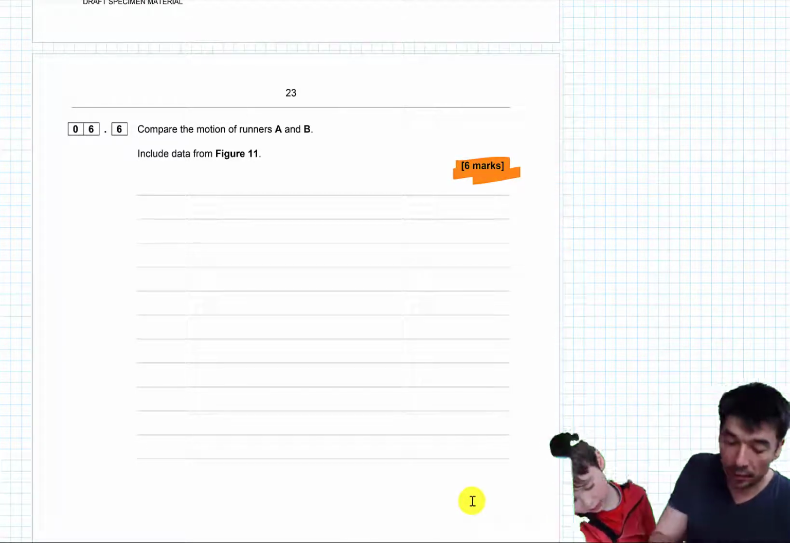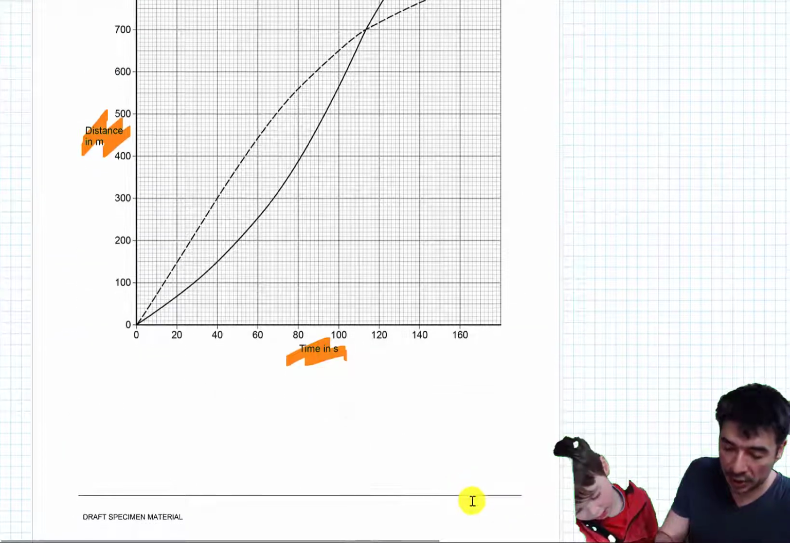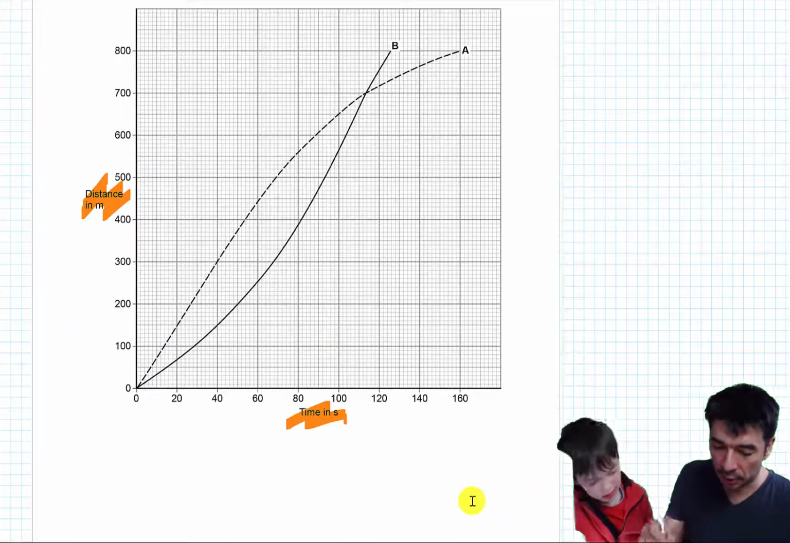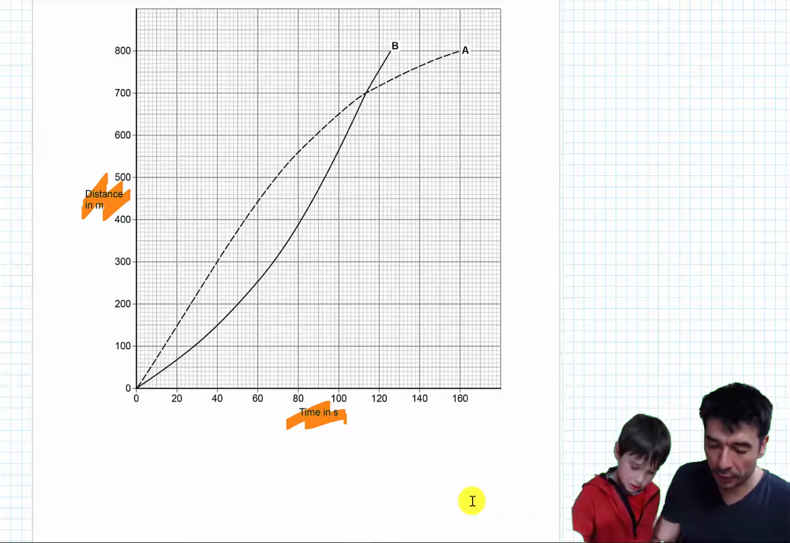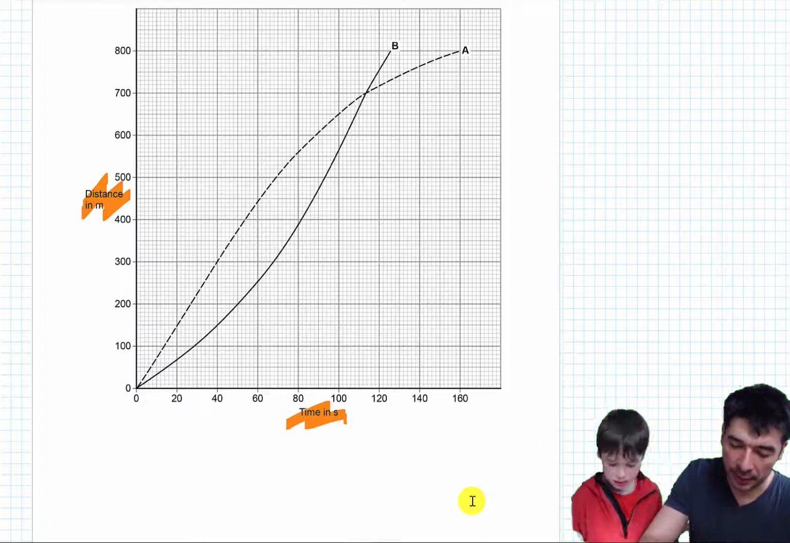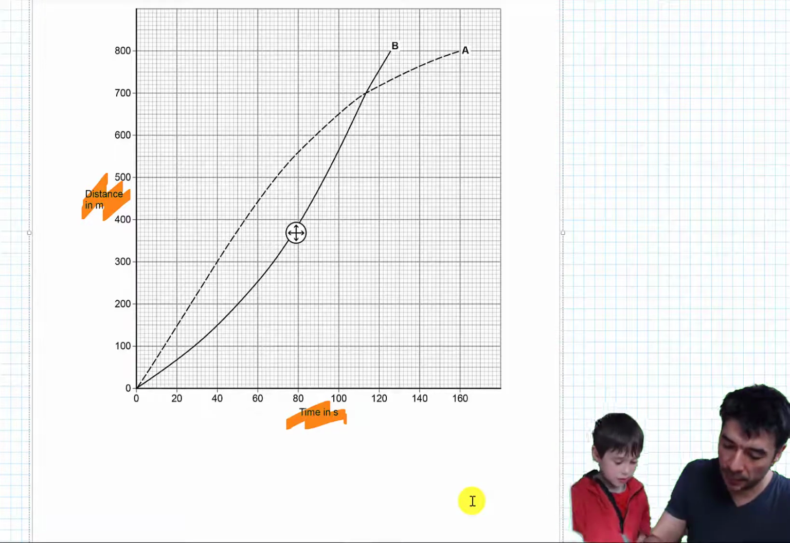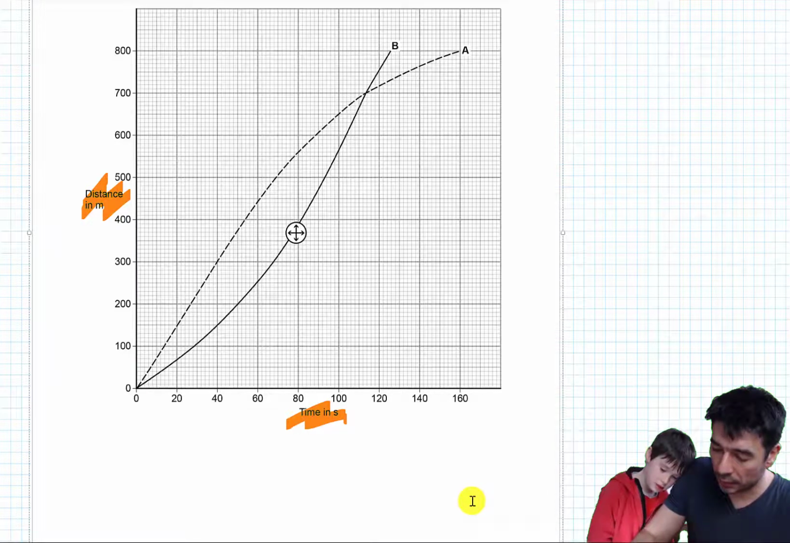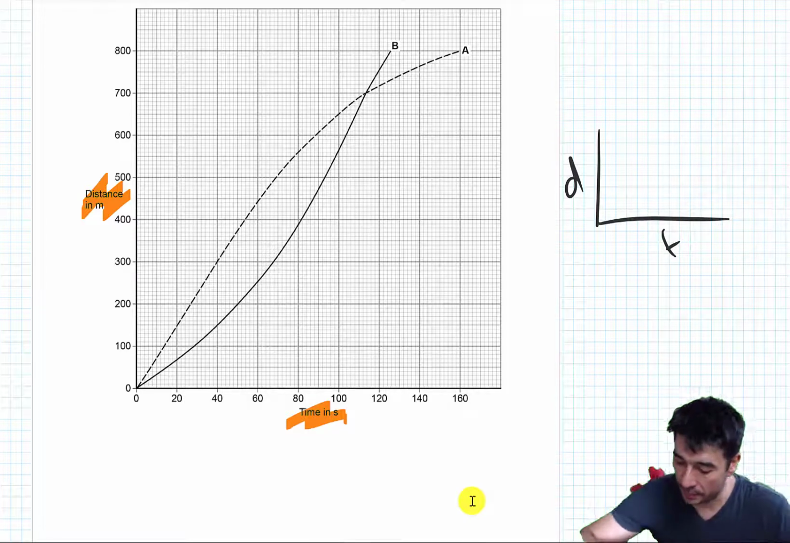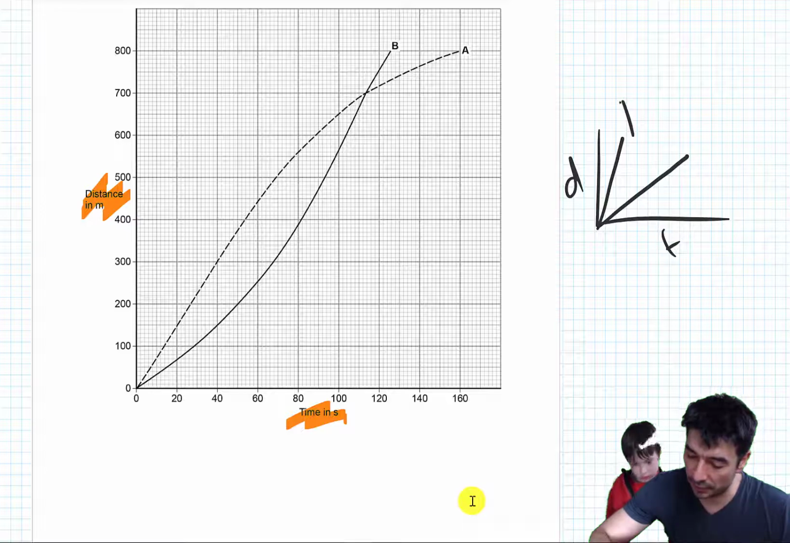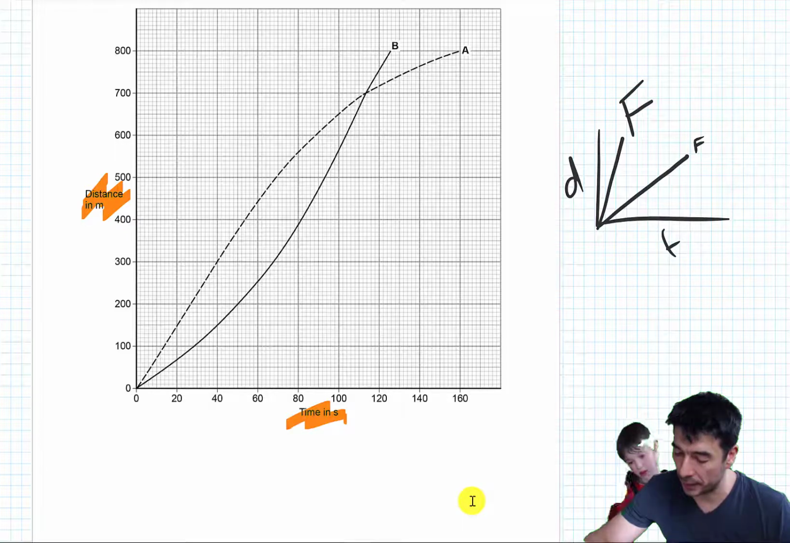Right, so I'm going to take a note from Miss O'Grady, and she suggested that you should go to the graph and make a few comments on it, annotate the graph. So let's have a little look. Now I know that on a distance time graph, the steeper the line, the faster the object. This is really fast and this is slower.